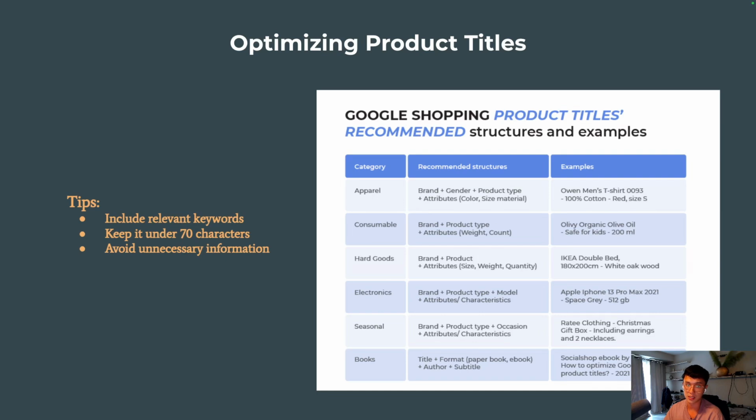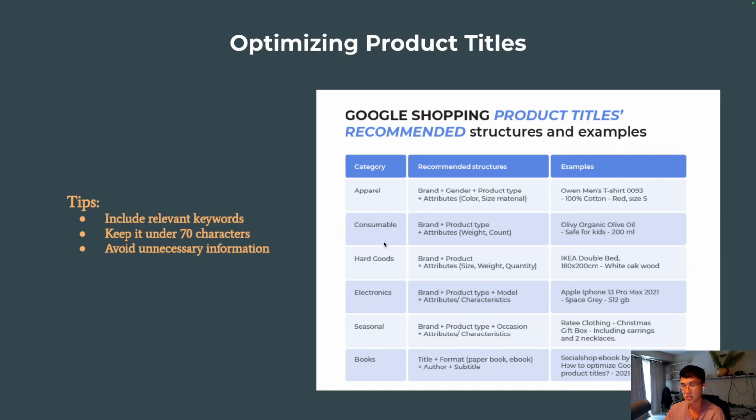Some tips here. Make sure to include your most relevant keywords for the product here. Keep it under 70 characters and avoid any unnecessary information. We want to make it as simple as possible for the user to understand what the product is, what the size is, what the color is, and all that. We don't want them to be guessing what the product is.